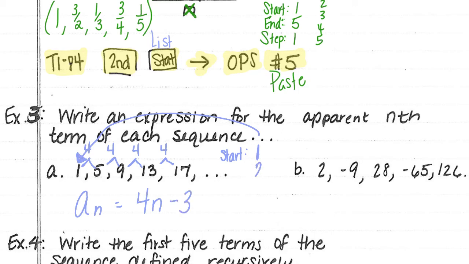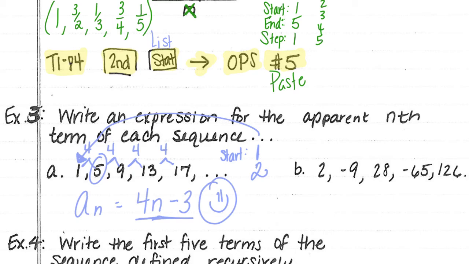Well, what happens if I plug in 2? 4 times 2 is 8. 8 minus 3 is 5. Hey, that works. What if I plug in 3? 4 times 3 is 12. Minus 3 is 9. So I think we're good here.